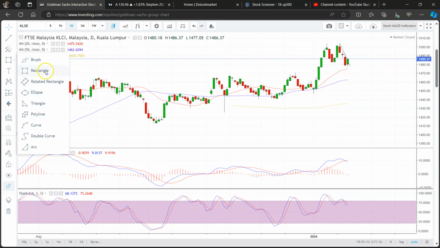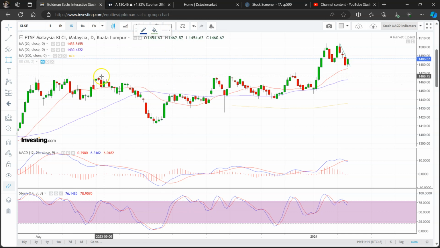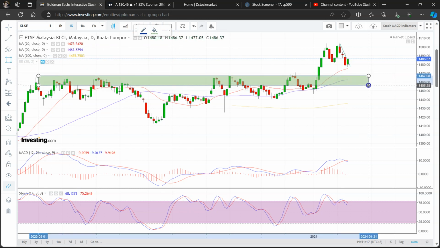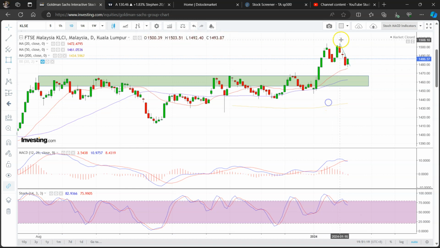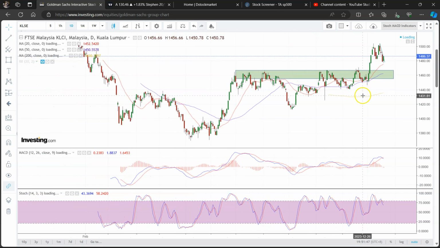But what I want to draw your attention to is just look at the strong area of support here. Why is it so strong? Because there are so many trading ranges, consolidation here, highs here, highs here, highs here. Once it breaks out, this area now becomes a new support area. So whatever the KLCI does, as long as it stays above this support area, the odds of it moving higher are good. Still above the 20 MA, still above the 50 MA, still above the 200 MA.